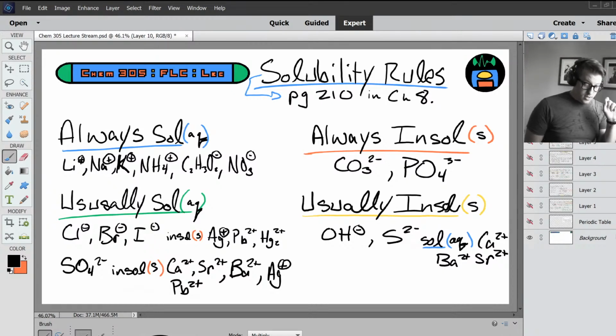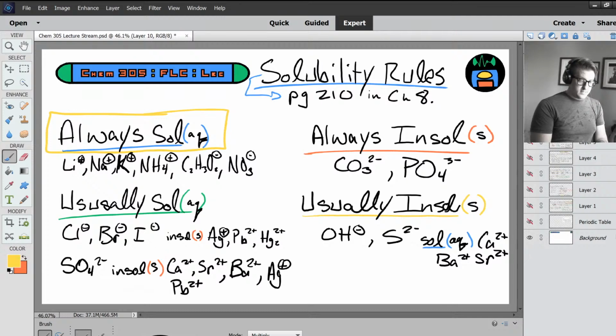And in the solubility world, the always soluble always wins. So if you pair an always soluble with an always insoluble, it will be soluble. If you pair an always soluble with a usually insoluble, it'll still be soluble. So the solubility wins over insolubility when it comes to the always soluble ions. Cool? Okay.